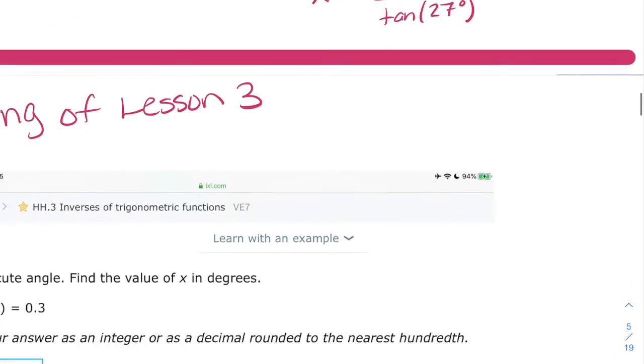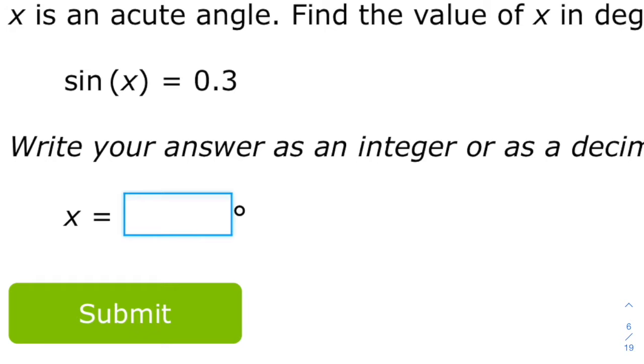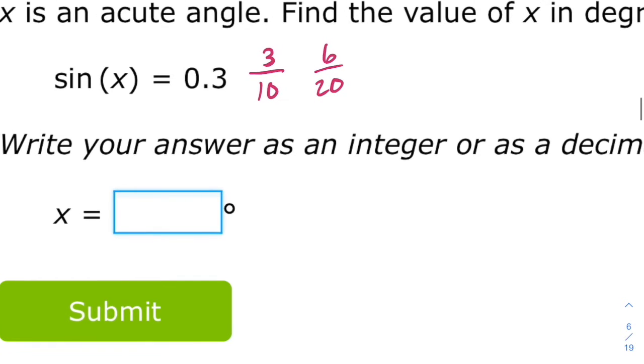Now this is a little bit different. We are now interested in solving not for a side length. We already have the side lengths here. So this could be maybe 3 over 10, or 6 over 20, or a side length of 0.3 over a side length of 1, any combination of side lengths. But the focus of our lesson today is to solve for the angle measure right inside there.